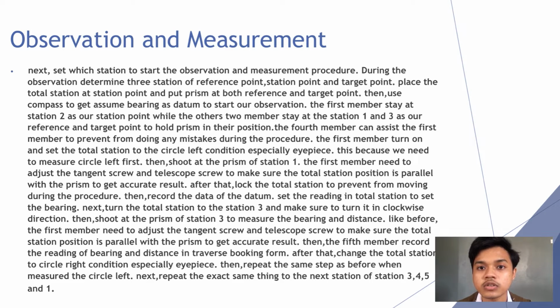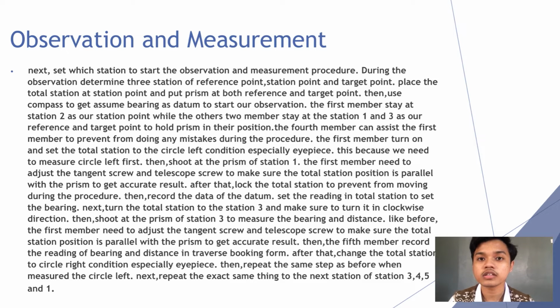Then shoot the prism of station 1. The first member needs to adjust the tangent screw and telescope screw to make sure the total station position is parallel with the prism to get an accurate result. After that, lock the total station to prevent it from moving during the procedure. Then record the data of the datum. Set the reading in the total station to set the bearing.